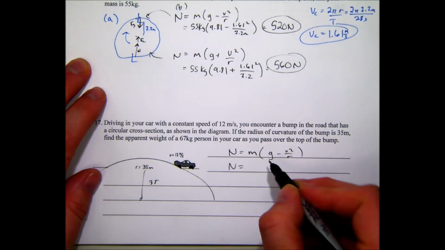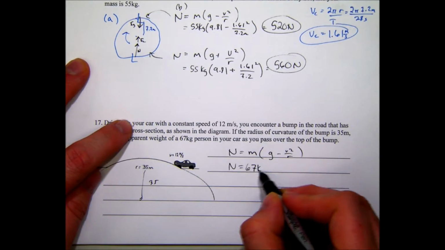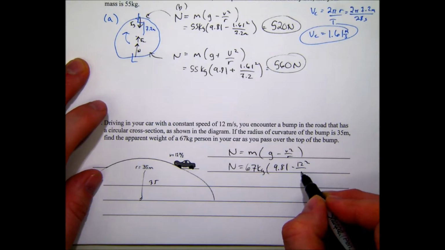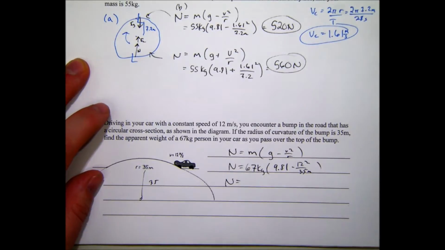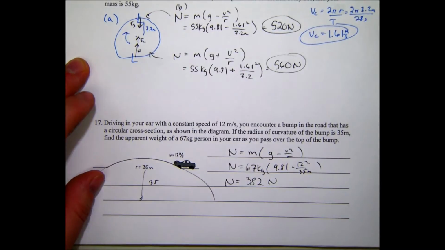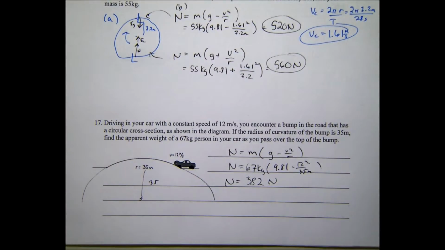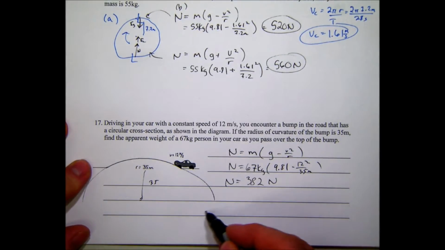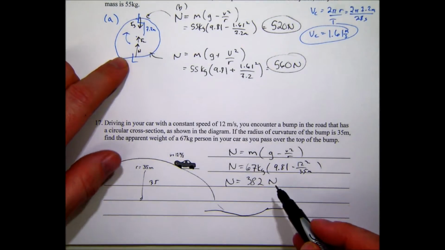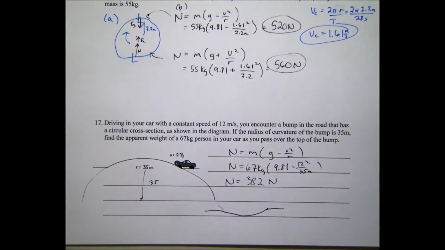So the normal force in this case, 67 kilograms, 9.81, take away 12 squared over 35 meters. The normal force that we'll feel is 382 newtons, which is just slightly less than the actual mass of the person. So the exact opposite of this would be true. If it was a dip in the road, you would use the similar equation as the bottom, where you would add them up because the road has to push up harder to bring you back up.